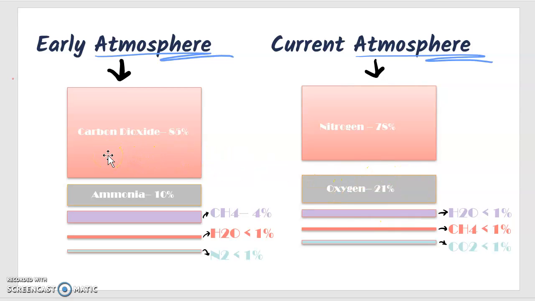During those times also, in the early atmosphere, nitrogen was just 1%. But if you compare that to the current atmosphere, nitrogen is 78%. And what natural phenomena caused this to happen? Decomposition of dead plants and animals. So those are natural phenomena that contributed to the changes in the composition of our atmosphere. And now we'll look at the human-induced phenomena.